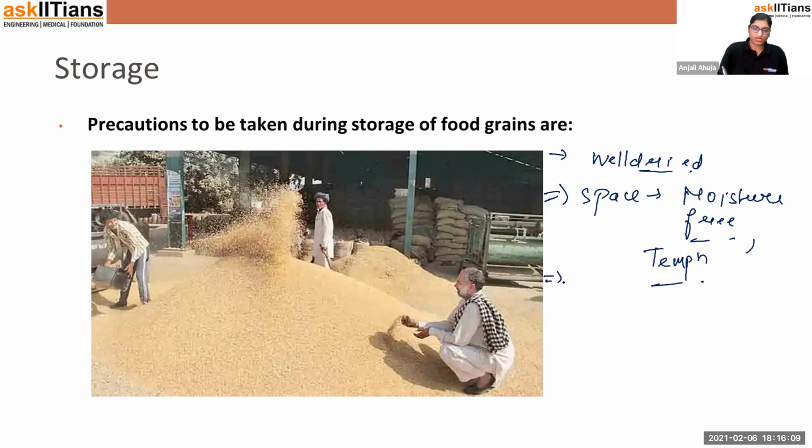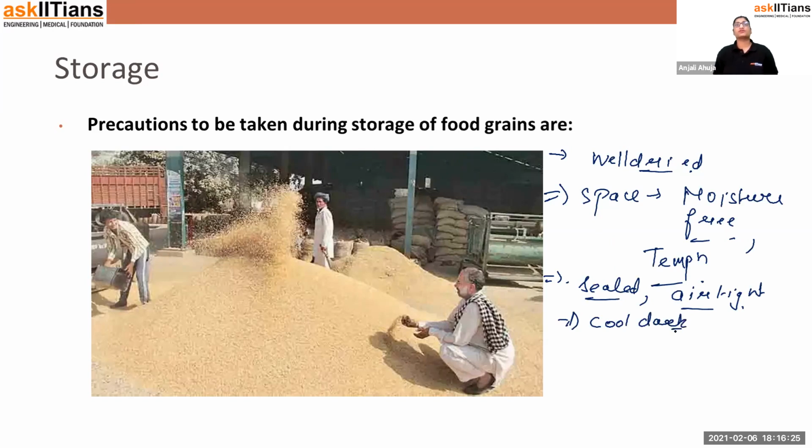Okay. So the next one is, if we are storing it in a big chamber, it should be sealed and airtight. And we prefer to keep it in a cool and dark place. Because sunlight and temperature are factors that help at the time when they are needed, but when they are not needed, they can also help in the growth of certain microorganisms. So we keep it at a cool and dry place. Cool as in it should not have water or moisture. Cool as in a proper normal temperature.